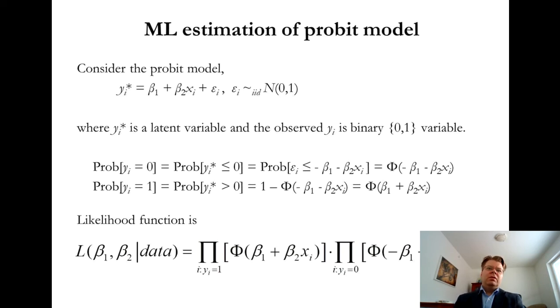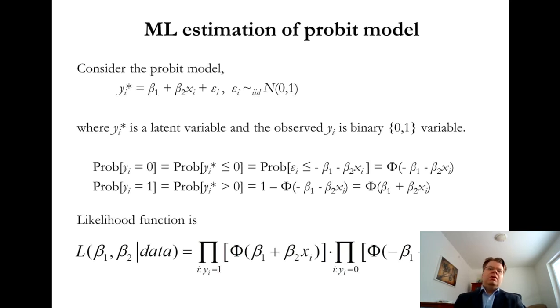So notice that we know exactly that the probability of y equal to 1 is this value of the cumulative distribution function at the point beta 1 plus beta 2 times x. And in the case that y is equal to 0, it is also a value of the cumulative distribution function, but now at the point minus beta 1 minus beta 2 times x. So to construct the log likelihood function, we could take this product over those observations where y is equal to 1 and use this known cumulative distribution function. And then we take the other subsample where y is equal to 0 and use this other value, the value of the cumulative distribution function at minus beta 1 minus beta 2 times x.